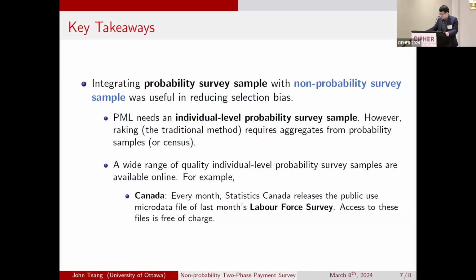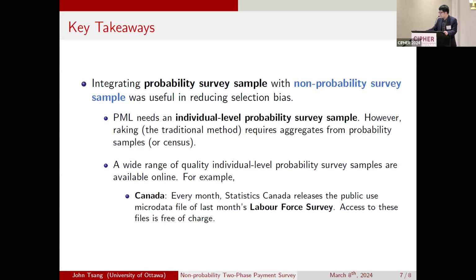So in summary, integrating a probability survey sample with a non-probability survey sample was useful in reducing selection bias in our case. PML needs an individual-level probability sample, but raking, the traditional method, requires only aggregates from the probability samples, or we take values from the census. But this higher data requirement for PML should not be an obstacle to using two-phase PML instead of raking, because a wide range of quality individual-level probability samples are available online.